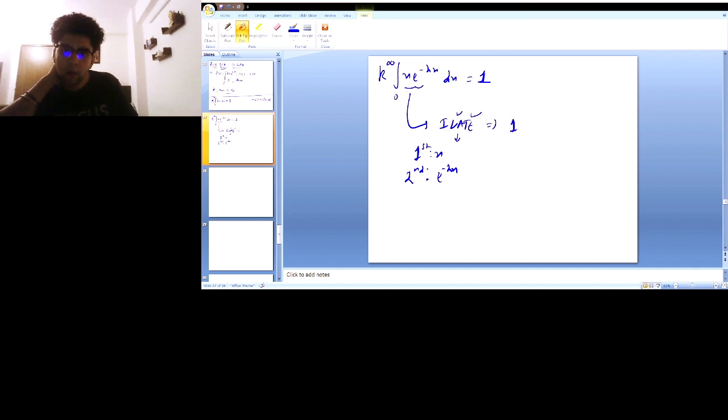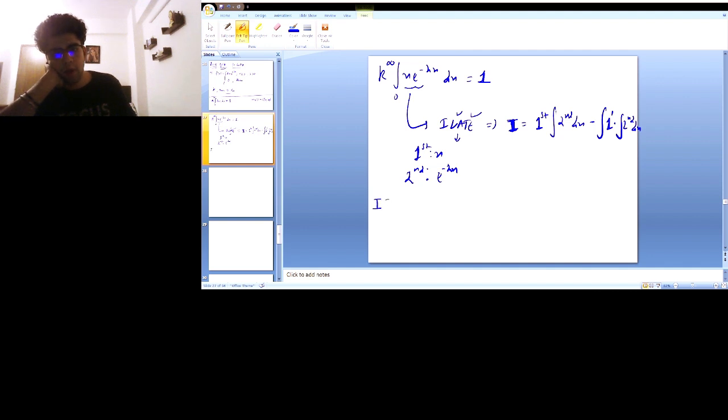ILATE says that the integral I is equal to the product of the first function with the integral of the second function, minus the integral of the derivative of the first function, I1 dash, with the integral of the second function, dx. Then putting in the limits will give me my integral.